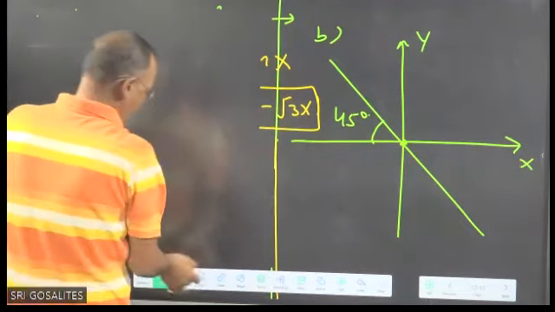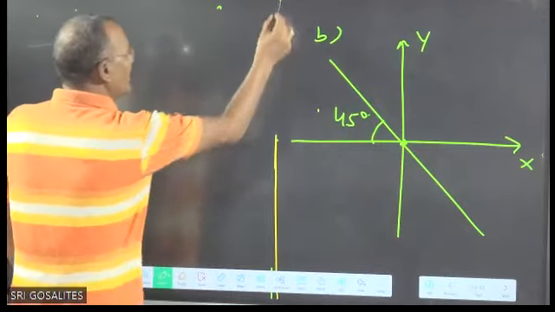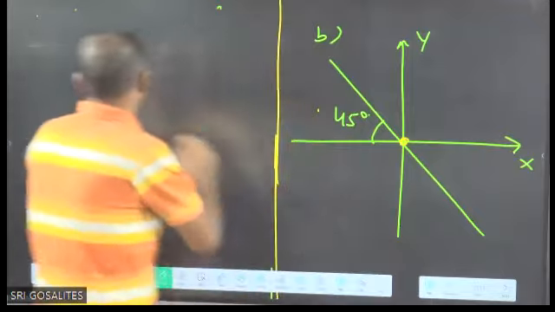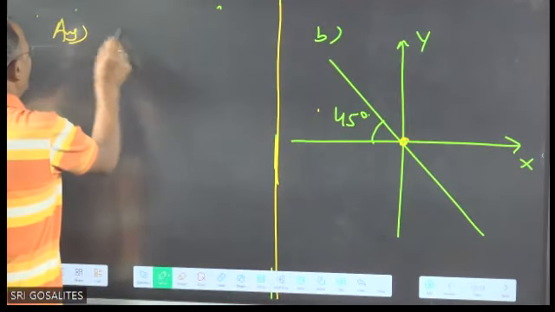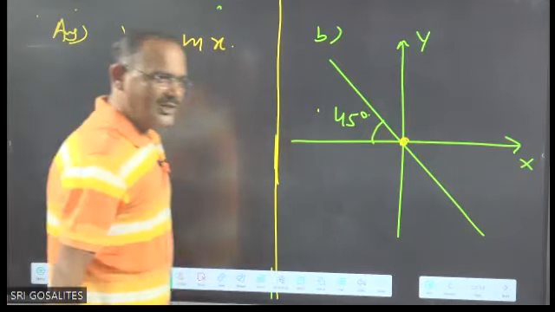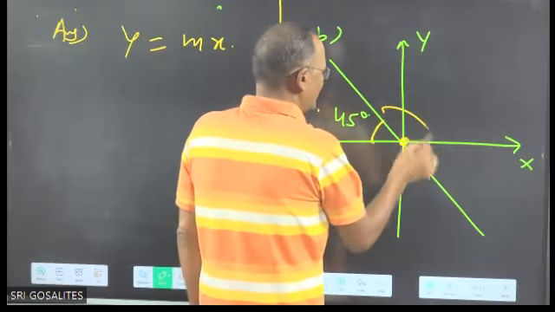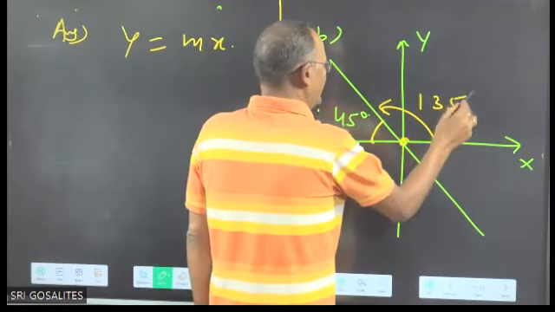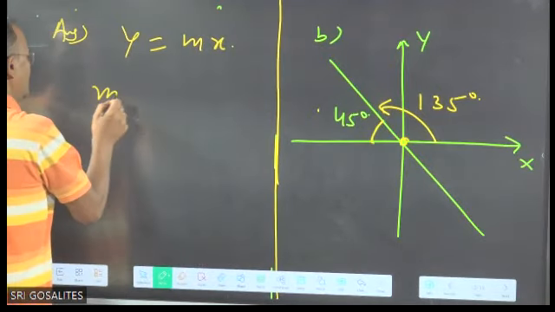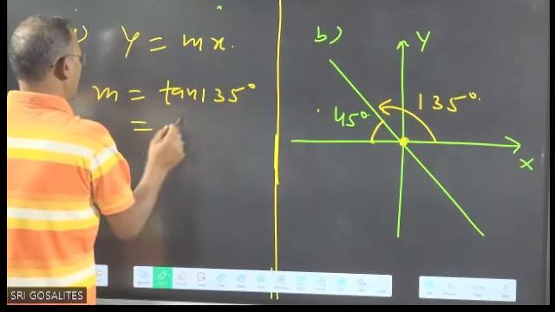Now, first we will solve this. Second one. What to do? Passing through origin. The format will be y equals mx. Dear children, what is the m? Slope. With the minus, we won't count. 145, so it's 135 with the plus x-axis. So m is tan theta, means tan 135.